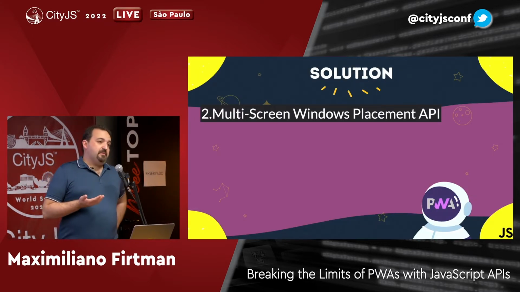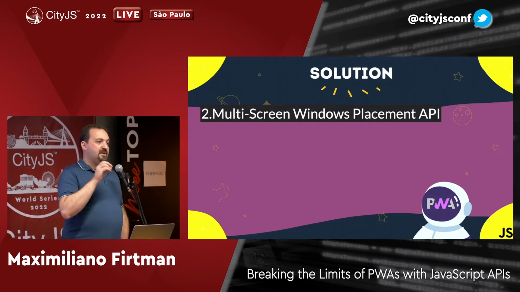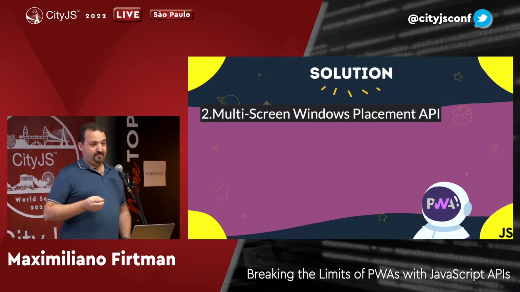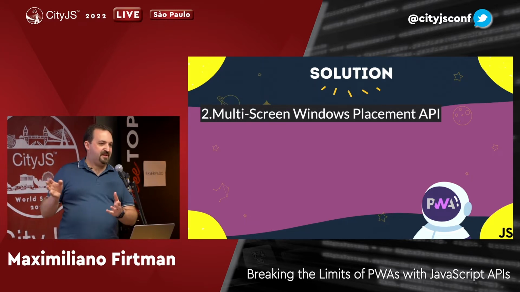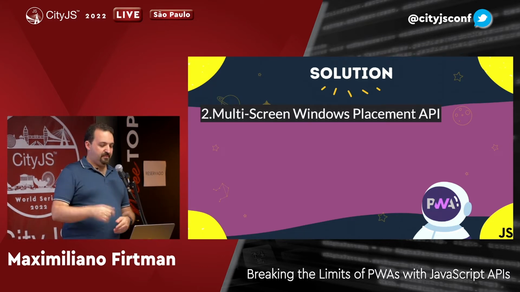Then we have a new API. It's called the Multi-Screen Window Placement API, and it has already shipped on Chromium-based browsers. But to be honest, when we're talking about PWAs and desktop installation, only Chromium-based browsers support this. If you are using Firefox or Safari on desktop, you cannot install PWAs. So 100% of the browsers compatible with desktop PWAs support this API.